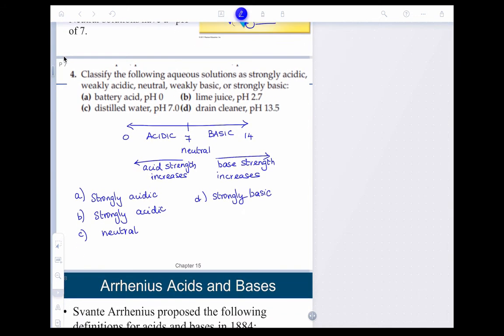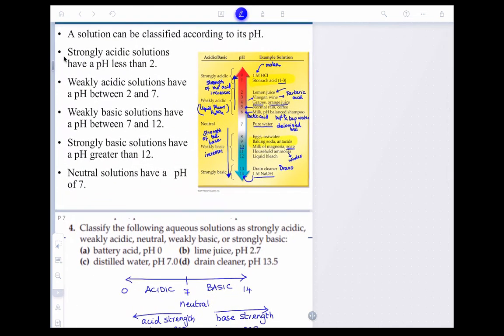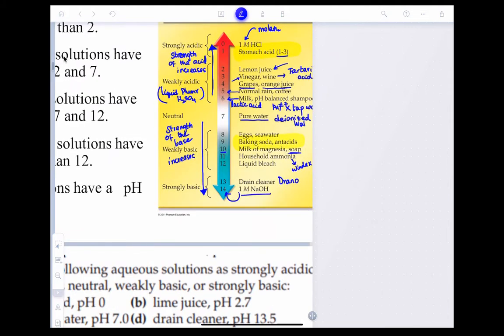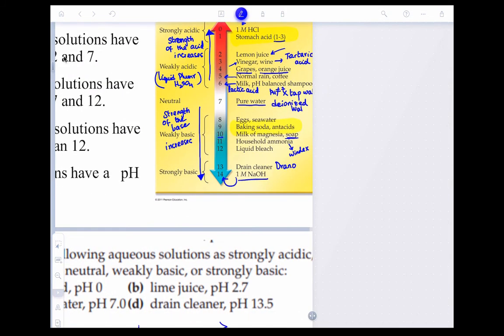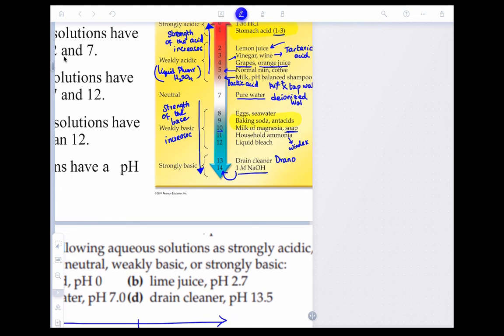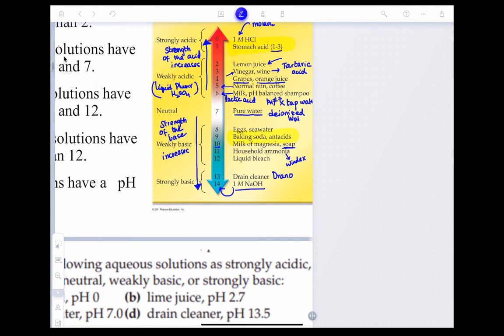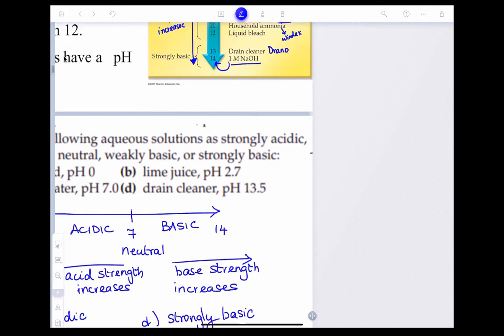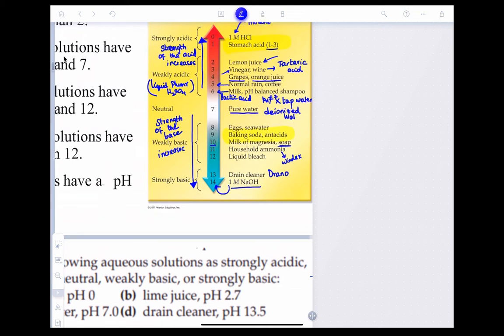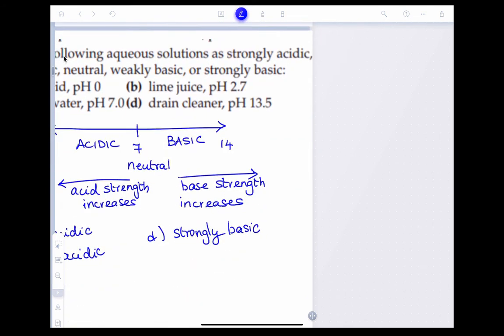So if you got something like 8 or 9, you can say weakly basic. And if you got something like 5 or 6, you can say weakly acidic. So this will give you an idea where you want to place them: weakly acidic, somewhere between 2 and 6; weakly basic, somewhere between 8 and 12; 13 and 14 is strongly basic; 0 and 1 are strongly acidic. So I would say important slide, okay? An important question for multiple choice.